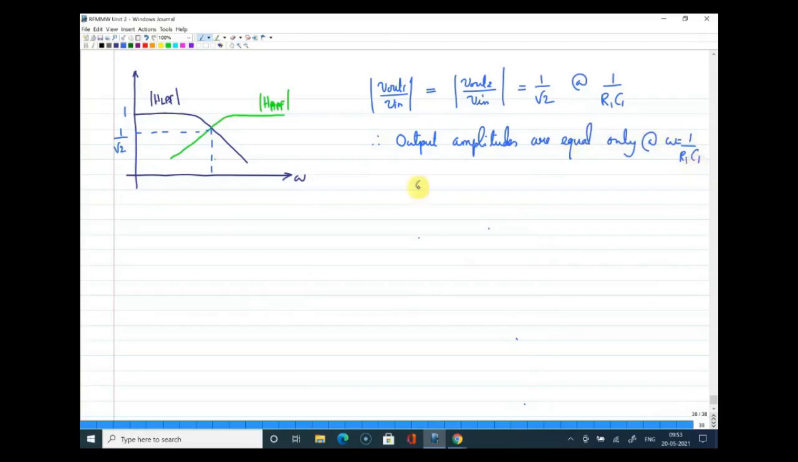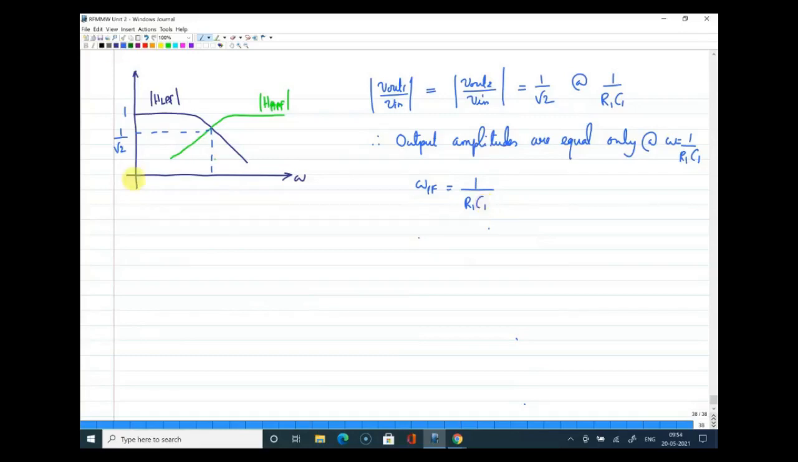Now, what is our omega IF, intermediate frequency? That means your omega IF should be equal to 1 by R1 C1, right? Because you have to have the output amplitudes equal, and that will happen only at 1 by R1 C1. Your intermediate frequency also should be 1 by R1 C1. You have to select R1 and C1 in such a manner.